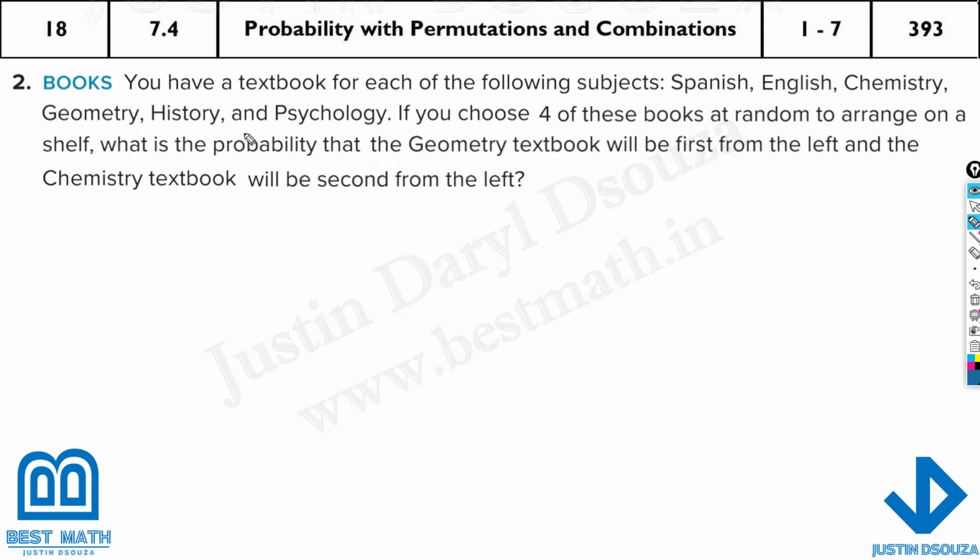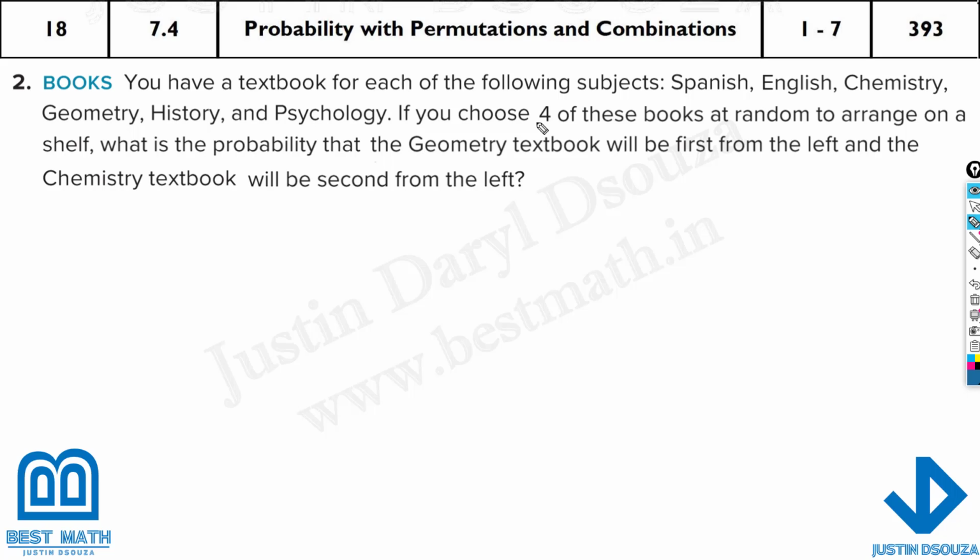Here, what is happening? You have a textbook for each of the following subjects: Spanish, English, chemistry, geometry, history, and psychology. If you choose 4 of these textbooks at random, and arrangement, it's permutation, and arrange them on a shelf, what is the probability that the geometry textbook will be first from the left and the chemistry textbook will be second from the left?